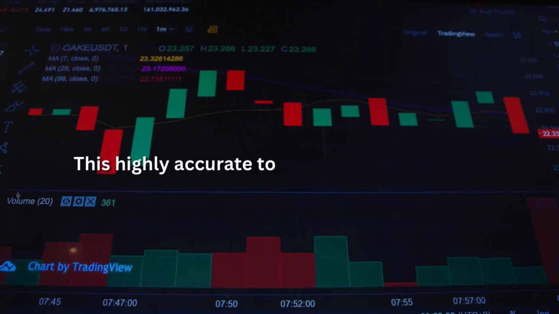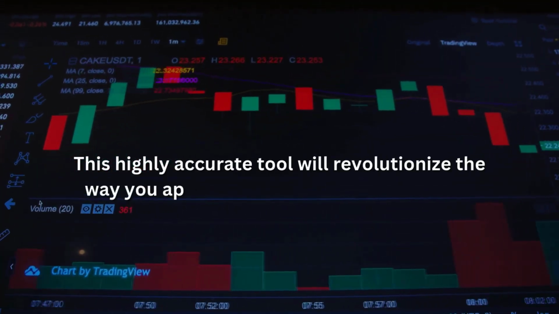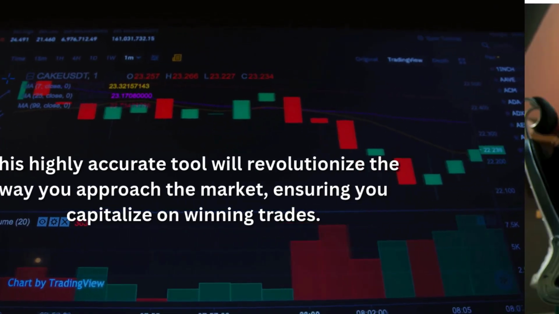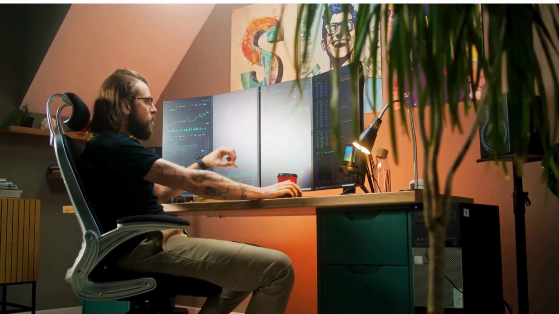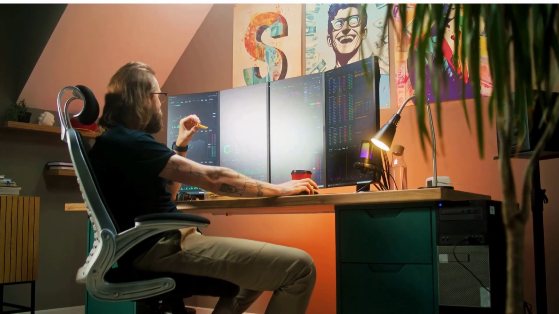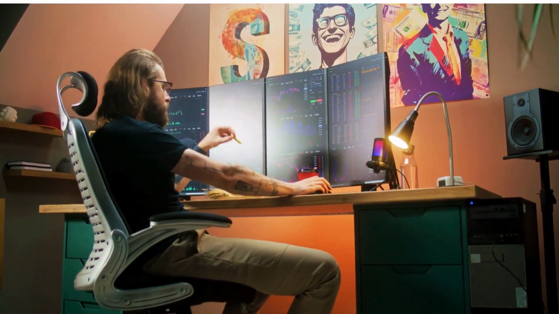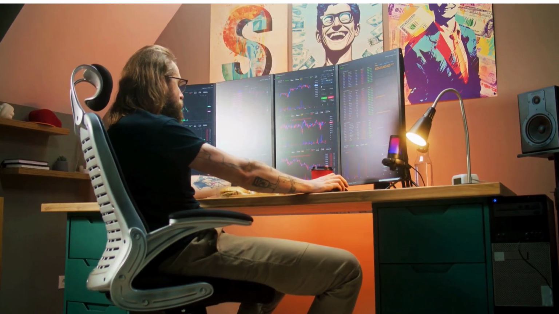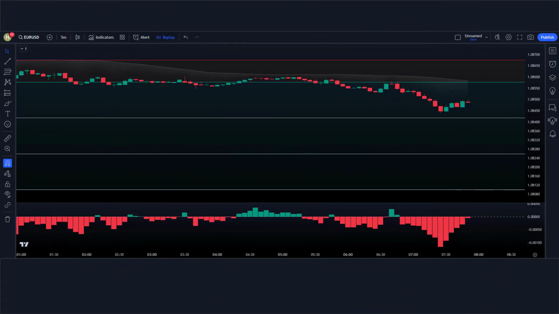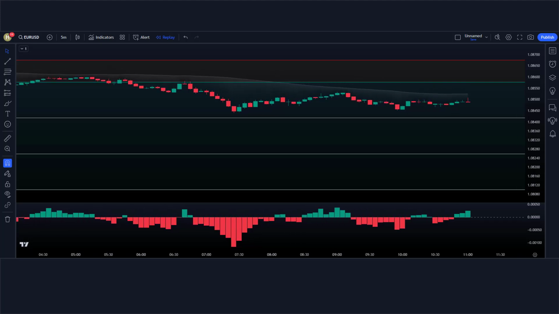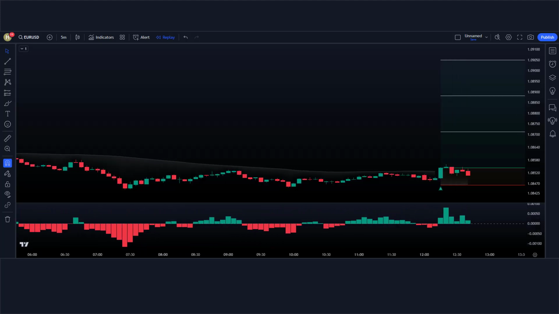This highly accurate tool will revolutionize the way you approach the market, ensuring you capitalize on winning trades. In this video, we delve into how the target trend system provides insights that are too good to miss. Watch real-time strategies highlighted for day and swing traders alike. Isolate profitable setups and learn to maximize gains with our step-by-step guide. Don't miss out on unlocking your trading potential.